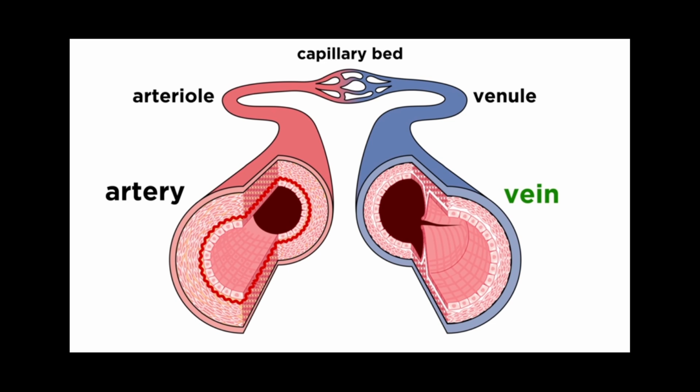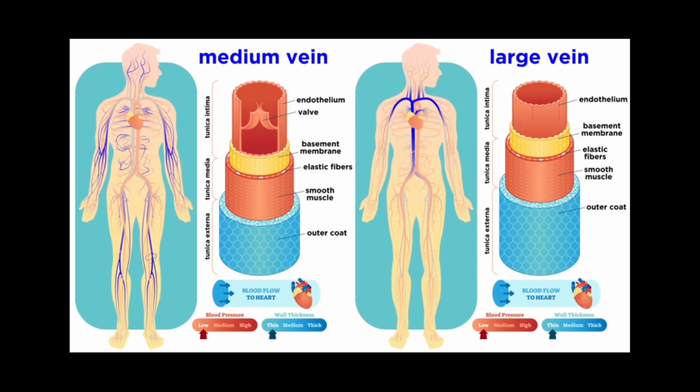Let's proceed to the veins. These are blood vessels that return blood to the heart. Veins carry blood that is low in oxygen or deoxygenated or oxygen poor, except for the pulmonary vein, which carries oxygenated blood from the lungs back to the heart. Because systemic venous blood is oxygen poor, it is much darker and more bluish red than normal arterial blood.